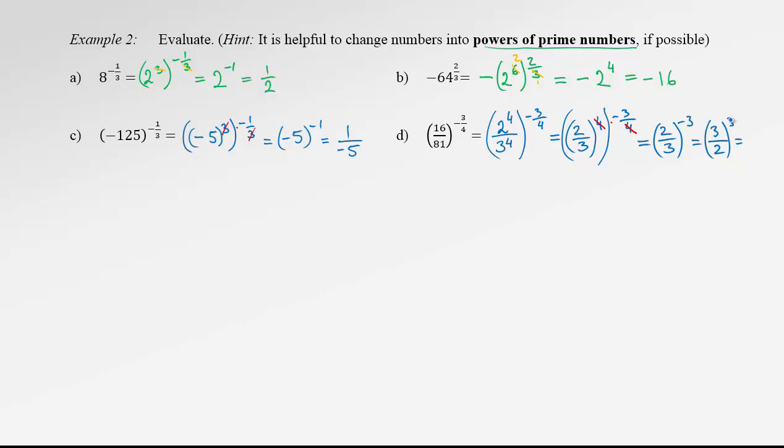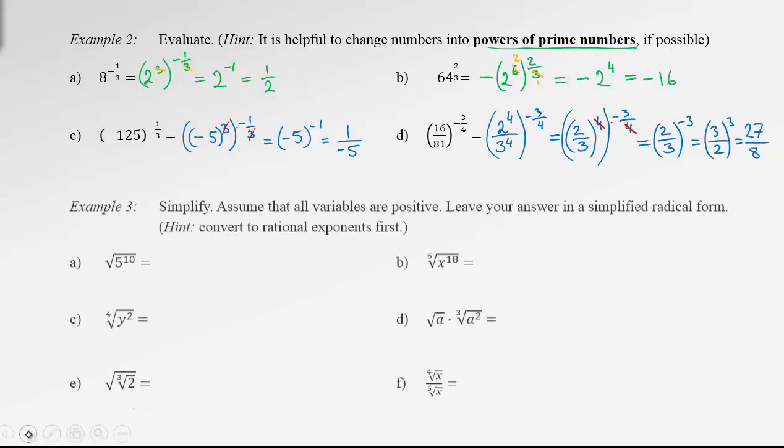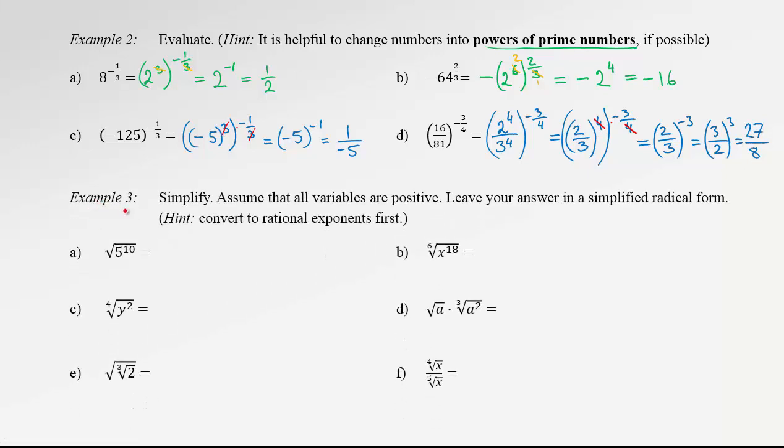Finally, we can deal with the exponent 3. So 3 to the 3 is 27 and 2 to the 3 is 8. So we end up with 27/8 overall. Let's see what we have in the next example.